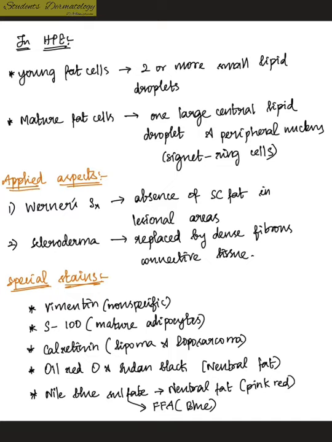Applied aspects: in scleroderma, the subcutaneous fat is replaced by dense fibrous connective tissue, and in Werner's syndrome, there is absence of subcutaneous fat in the areas where the lesion is present. The special stains include vimentin, which is non-specific; S100, which stains the mature adipocytes; and calretinin for lipoma and liposarcoma; then oil red O and Sudan black for neutral fat. Nile blue sulfate stains the neutral fat pink red, whereas the free fatty acids are stained blue.